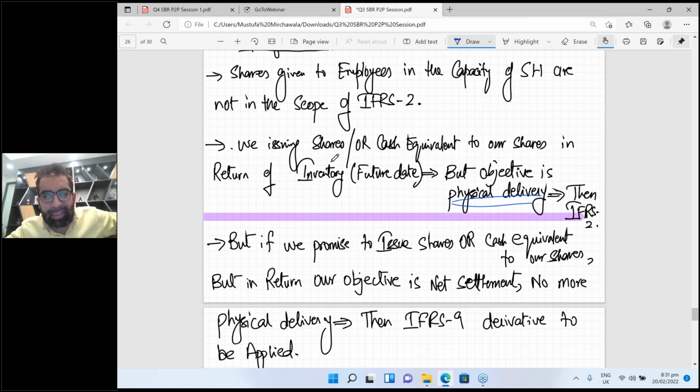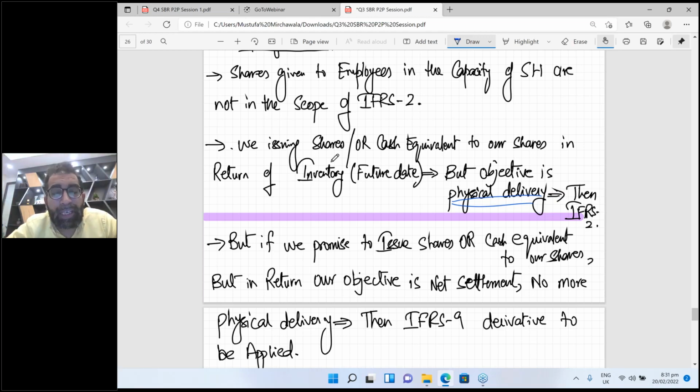So yes, this transaction is IFRS 2. You are buying goods, and in return you are giving shares, or giving the share price of your own shares in the form of cash. So yes, this is proper IFRS 2. Excellent, clapping for you.